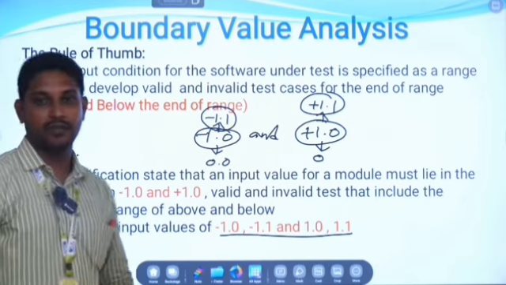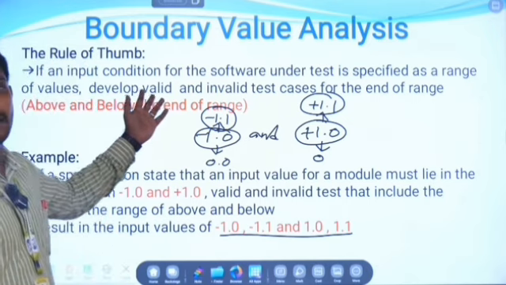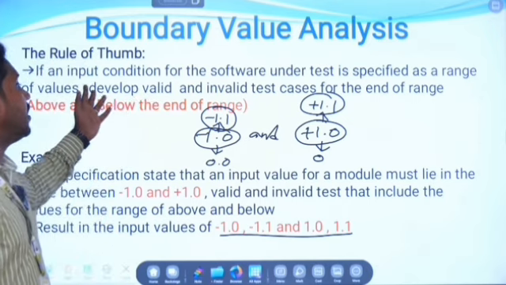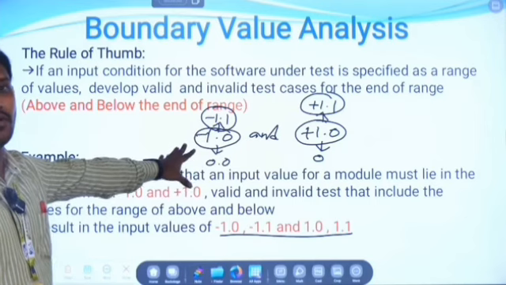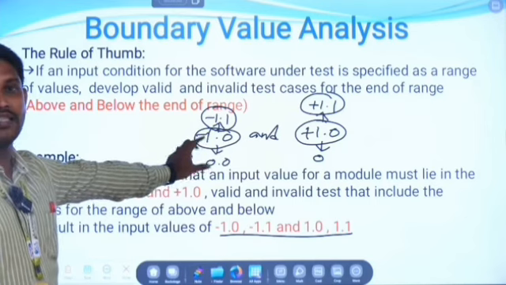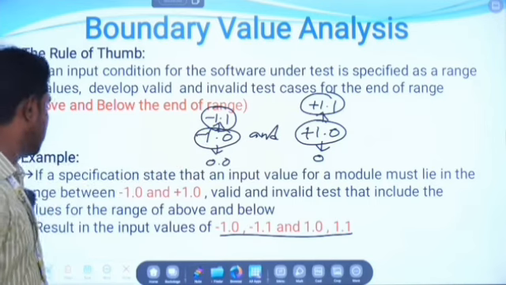So that is the input value. Okay. So this is how, with the help of this boundary value analysis rule of thumb, we are able to identify and set the boundary for the input values.